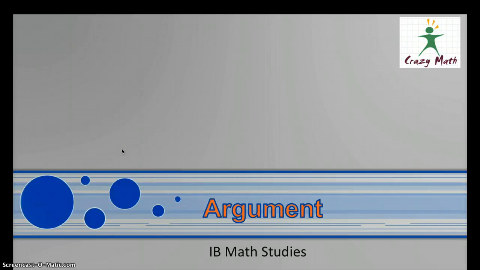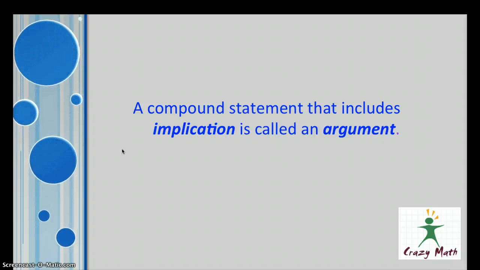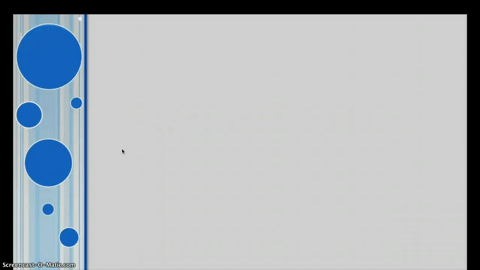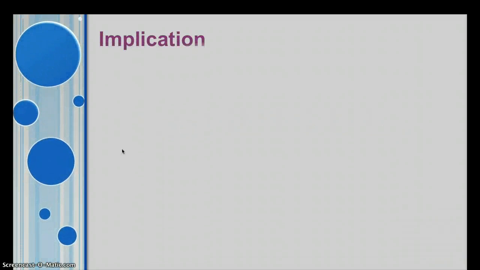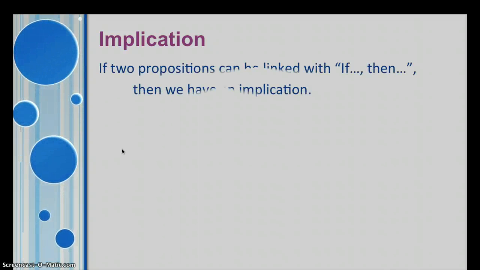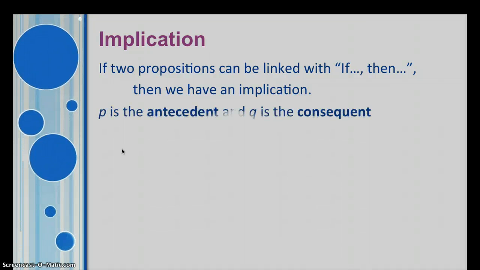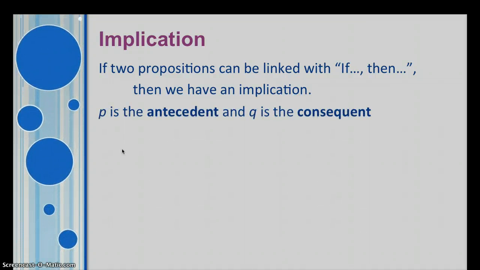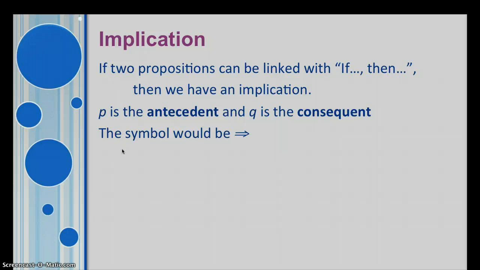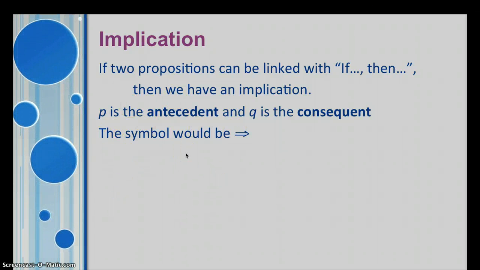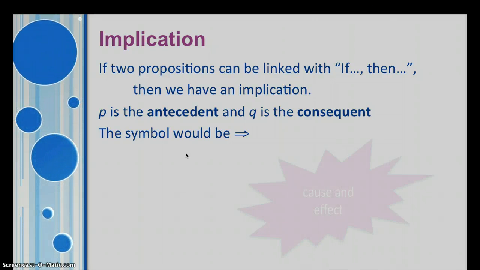Welcome to the argument video. We're going to talk about implication as an argument. A compound statement that includes implication is called an argument. It is an implication if it has if-then. P is the antecedent and Q is the consequent. The symbol is like an arrow going to the right.